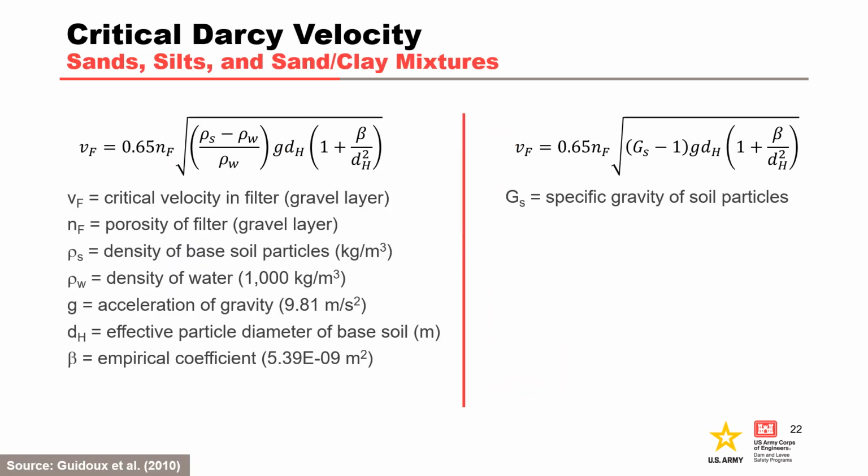The Guido et al. equation for critical Darcy velocity for fine soil, including sands, silts, and sand-clay mixtures, is shown on this slide. The equation uses the critical Froude number of 0.65 from the Bronze methodology instead of a coefficient of 0.7 that's referenced in the Guido et al. methodology. This is done for conservatism.